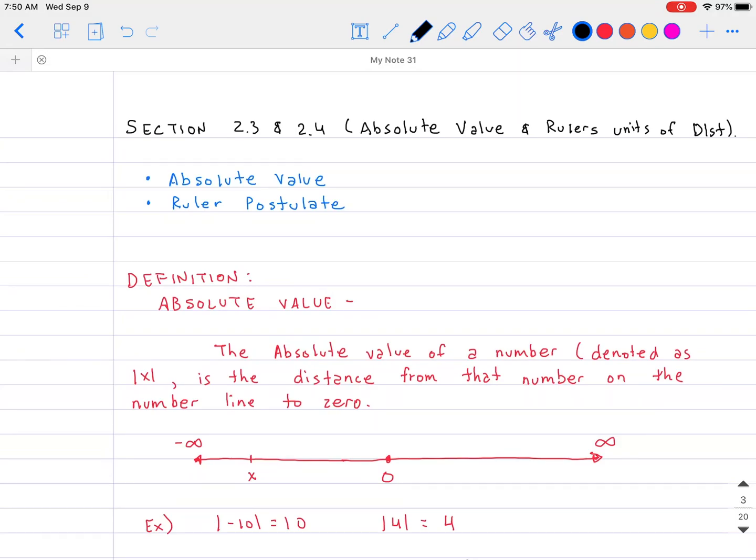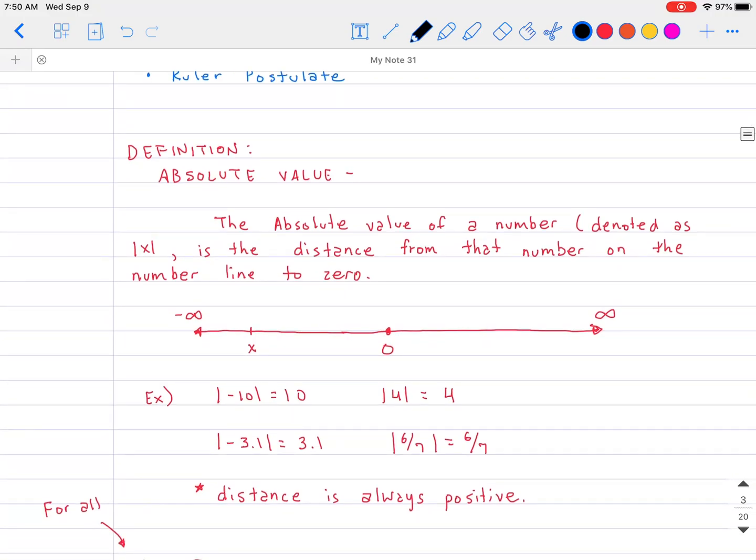Hello everybody. Today we'll be talking about sections 2.3 and 2.4, which are on absolute value and the ruler postulate. So this is still kind of an introduction to geometry, so there's nothing too complex, hopefully. We'll go ahead and get started and let's see how it goes, okay? So first we're going to need to define a couple of things.